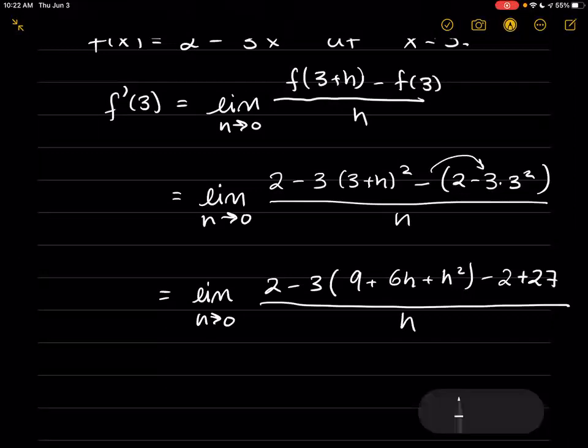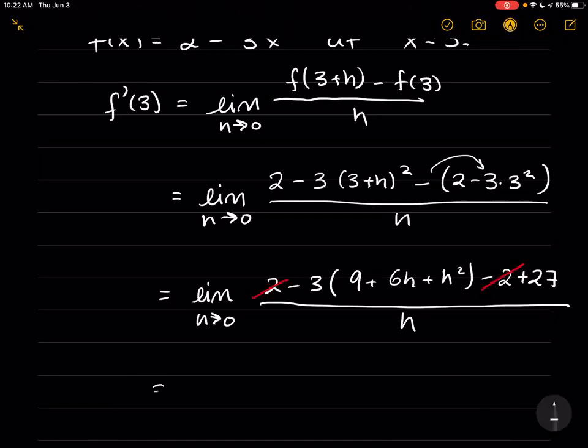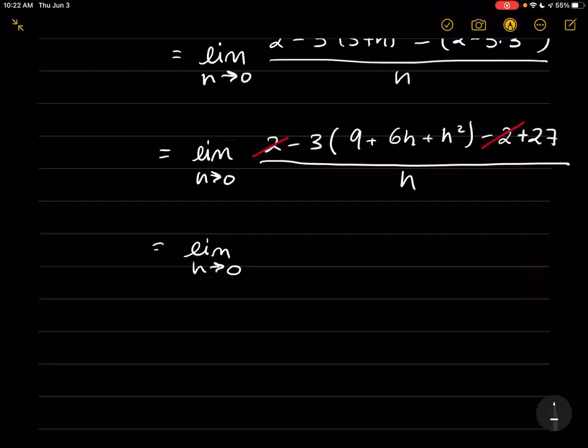Okay, notice that I can cancel out this 2 and this 2. So I'm going to go ahead and do that in the next line. So if the limit as h goes to 0. And then I'm going to go ahead and distribute that negative 3 into the parentheses. So we get negative 3 times 9, this will be negative 27. Minus 3 times 6 is 18h minus 3h squared plus 27 over h.